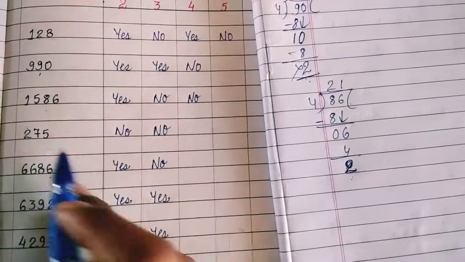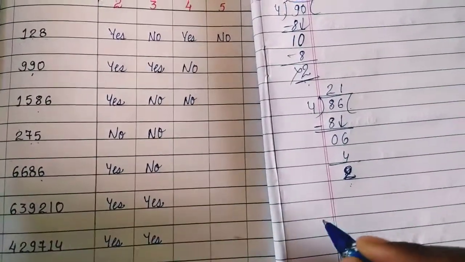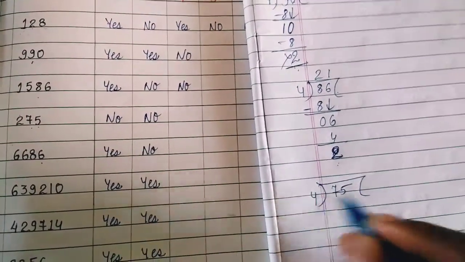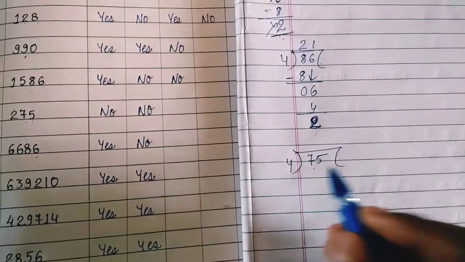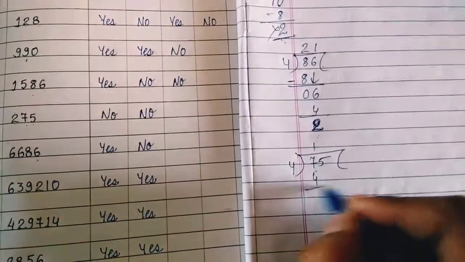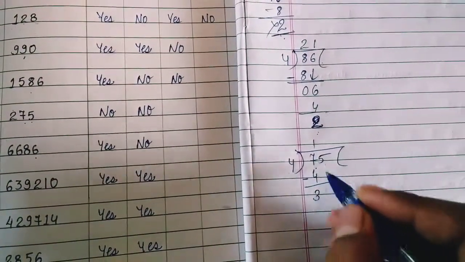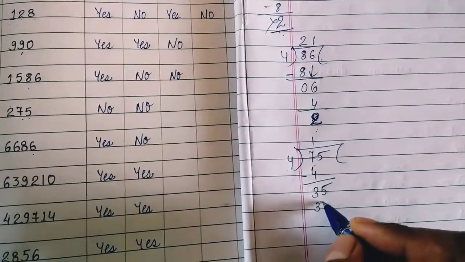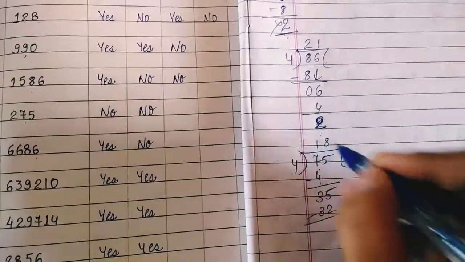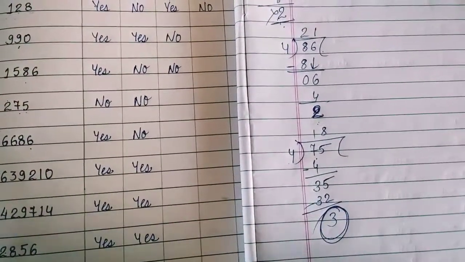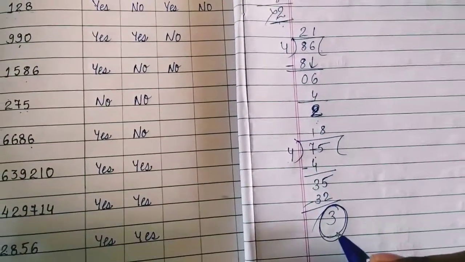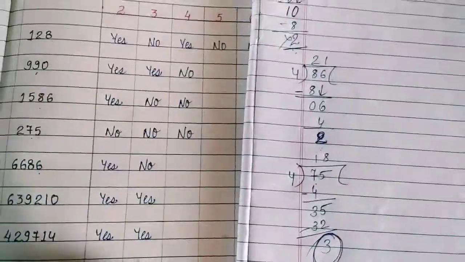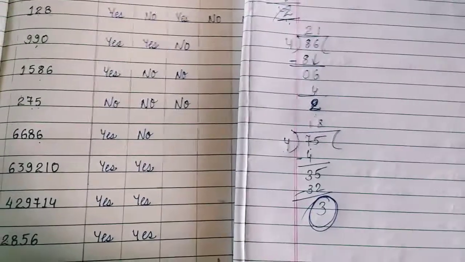Then we have 275. It has the last 2 digits as 75. So we have to check if 75 is divisible by 4. 4 1s are 4. 7 minus 4 is 3. And 5 comes down. So 4 8s are 32. Still we have 3 remaining. 75 is not completely divisible by 4. That means that 275 is not divisible by 4.